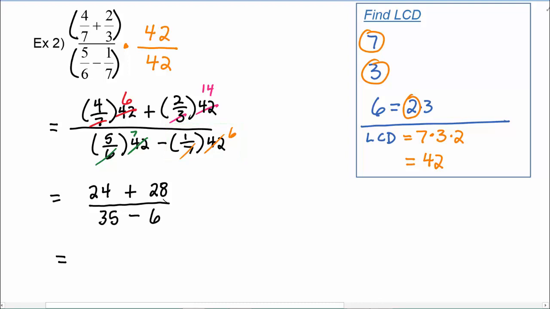Now we just have to do the addition and subtraction in the numerator and denominator. 24 plus 28 is equal to 52, and 35 minus 6 is equal to 29. And there's our solution, 52 over 29.